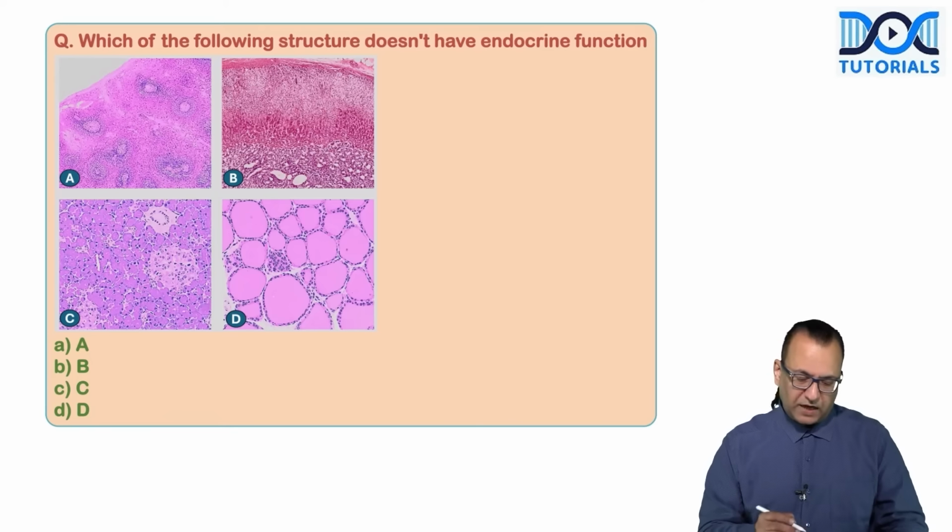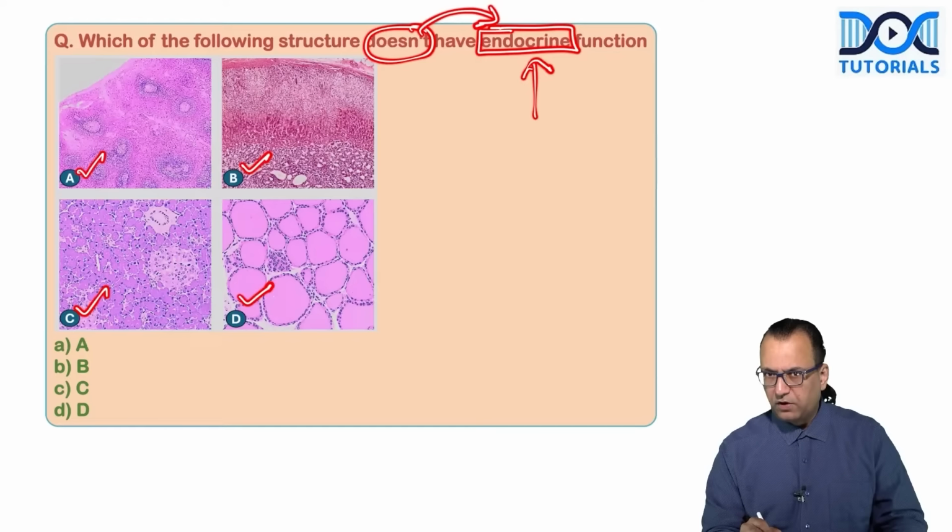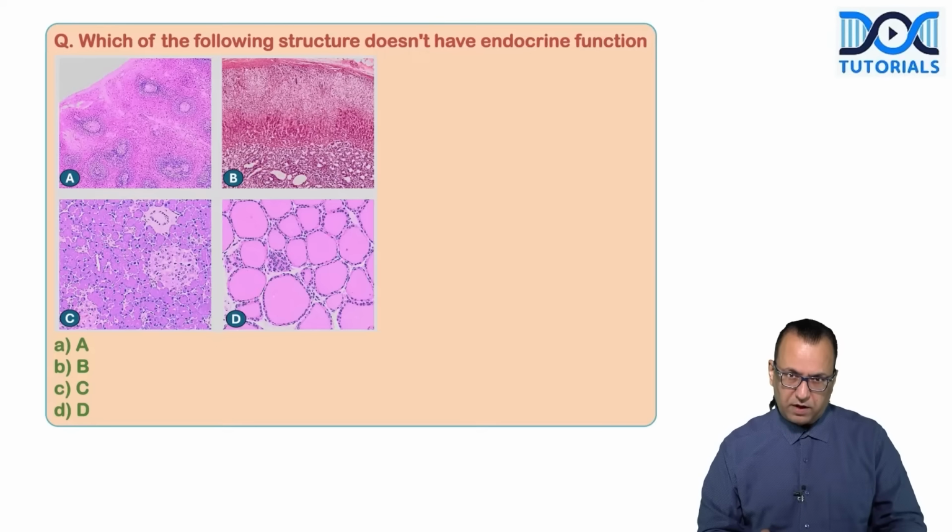Histology slide asking about the structure which is not having the endocrine function. So there are some histology diagrams given, A, B, C, D, and we have to find out which one of the following is not having endocrine function. Let us zoom this diagram now.